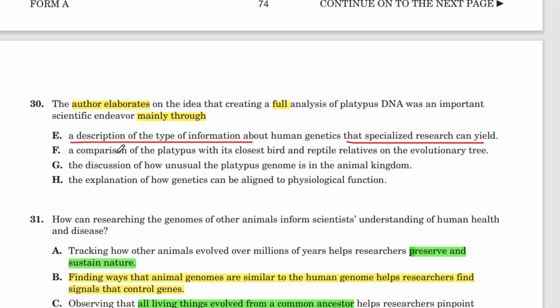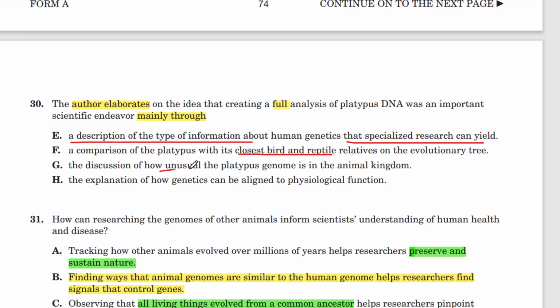F, a comparison of the platypus with its closest bird and reptile relatives. No, there's nothing in there saying the platypus DNA is important because it's compared closely to the closest bird and reptile. That comparison is simply not relevant or made there at all. It's not in this passage, so it doesn't answer the question. F is incorrect.